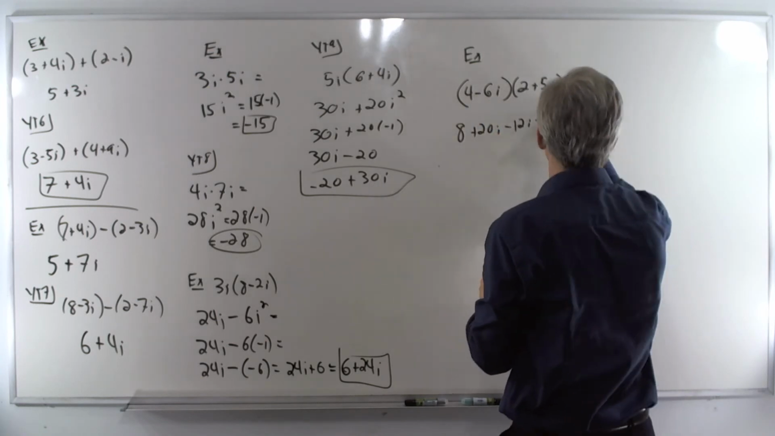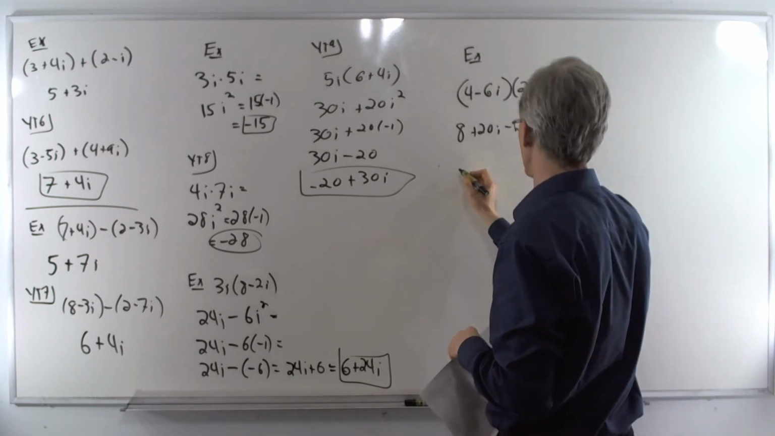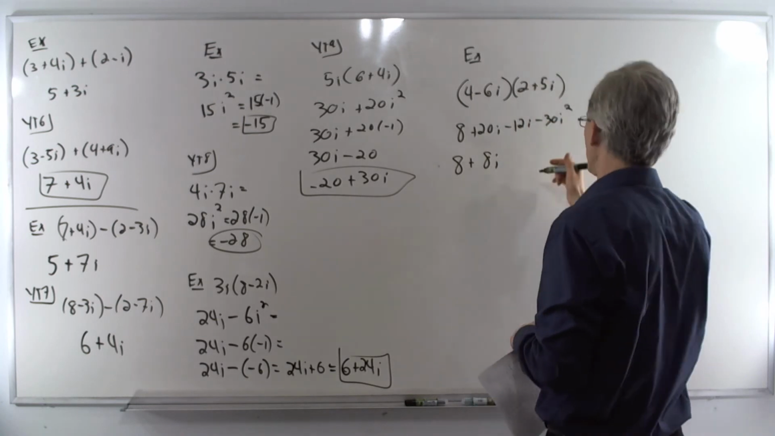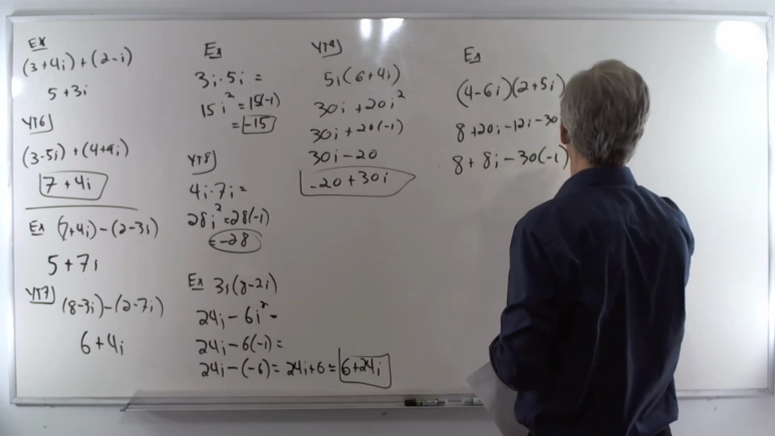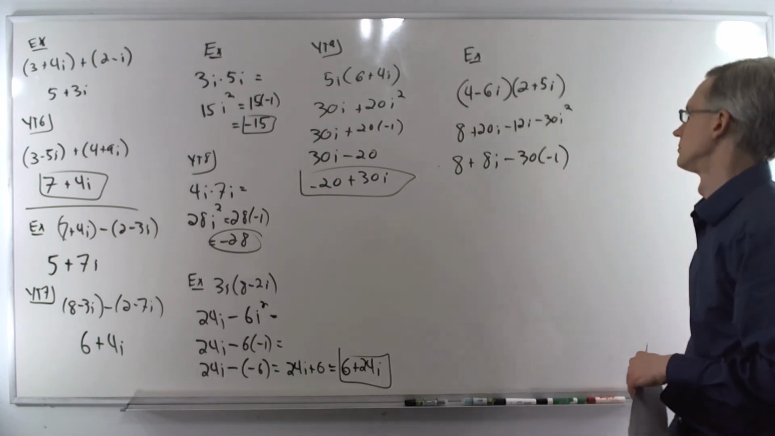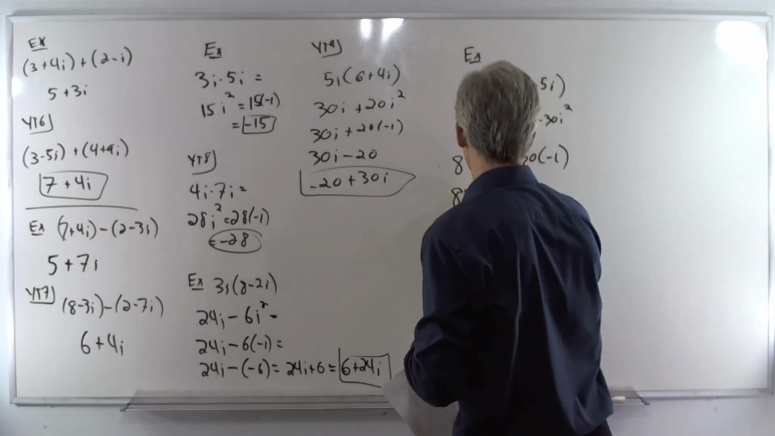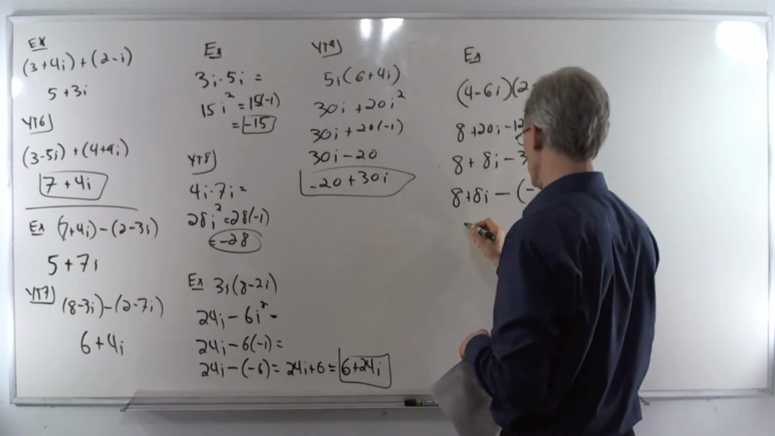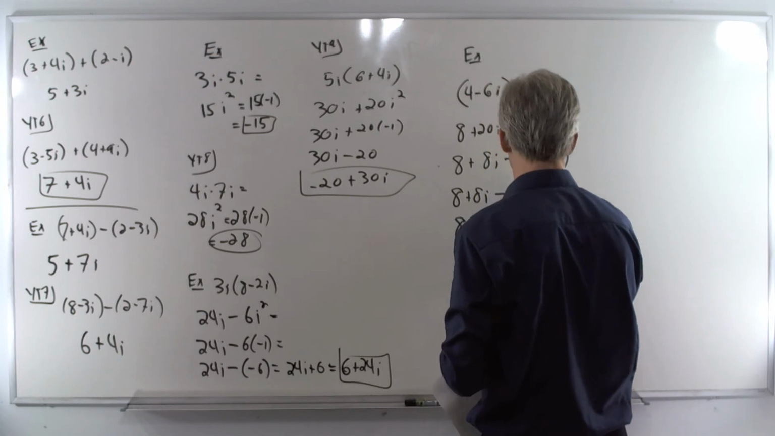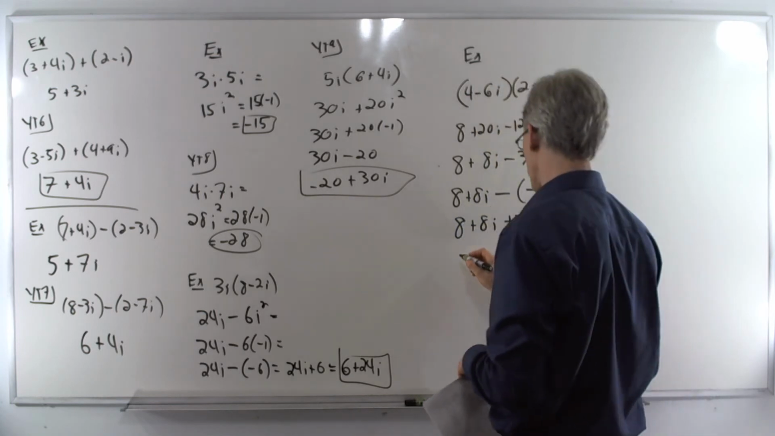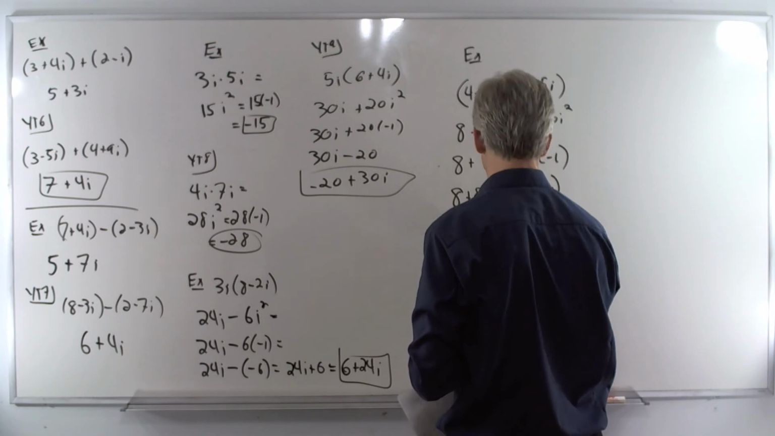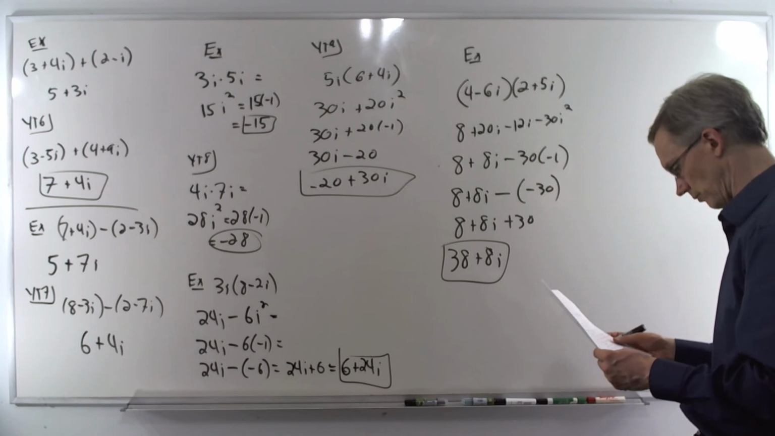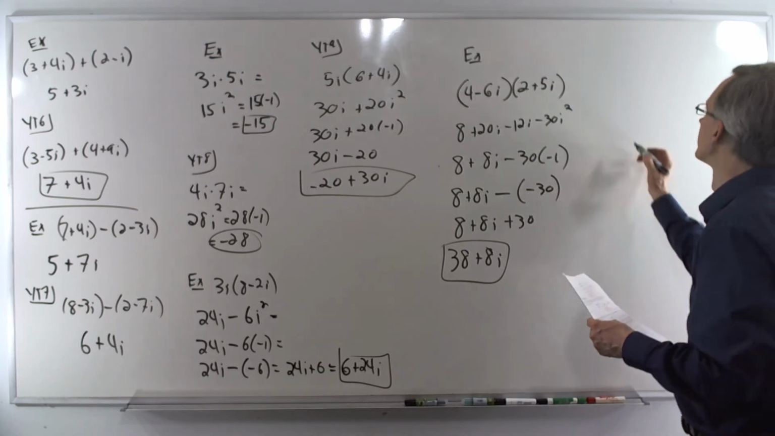Now we can combine like terms. 20 minus 12 is 8, so that gives us 8i here. And here, we're going to get minus 30 times negative 1 for i squared. All right, this becomes 8 plus 8i minus negative 30, which is 8 plus 8i plus 30. So that gives us 38 plus 8i. Your turn, number 10.